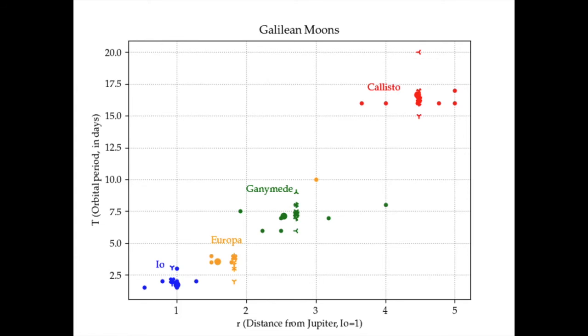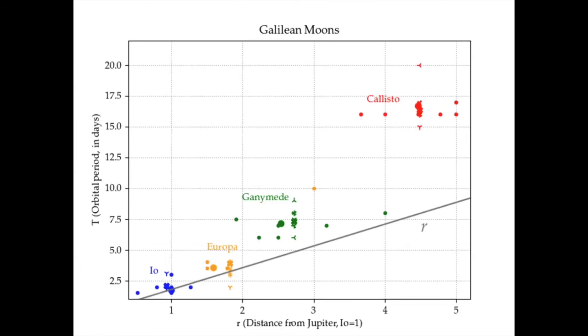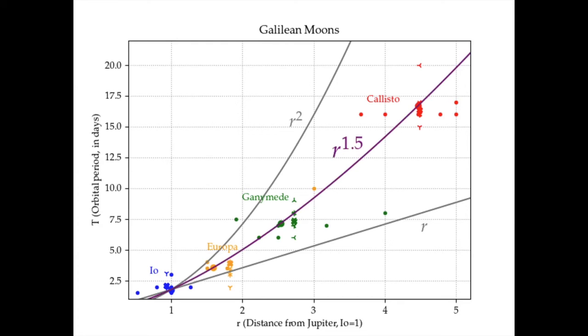So when you have this data, the first thing that you want to do is to try to find a correlation. So let's try the easiest, which is to try to pass a straight line. There you go. A straight line does not fit the data. So let's try a parabola. R squared also does not fit the data. So let's try something in the middle. R doesn't work, R squared doesn't work. Let's try R to the power of 1.5. Bam, that's what you have. It works like a charm.